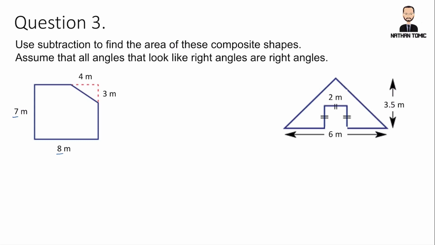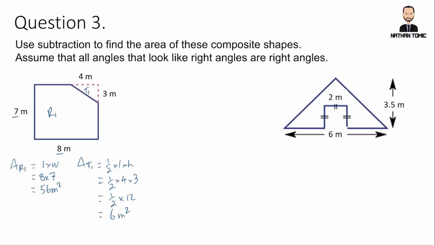So let's call this rectangle R1 and T1 for triangle 1, and let's work out their individual areas. So area of R1 is equal to length times width, which is equal to 8 times 7, which is 56 meters squared. And the area of T1, the triangle, is equal to half of length times height, which is equal to half of, the length is 4, and the height is 3, which means it's half of 12, which equals 6 meters squared.